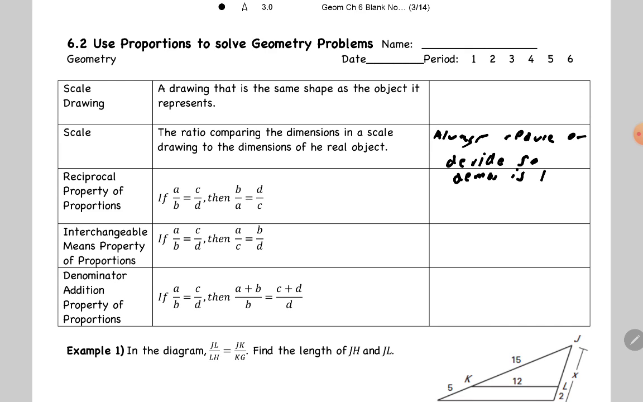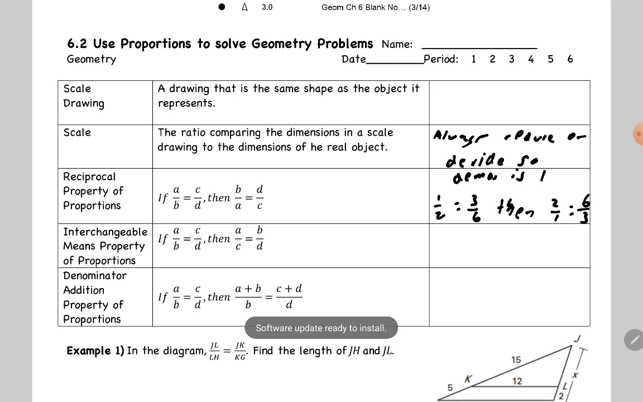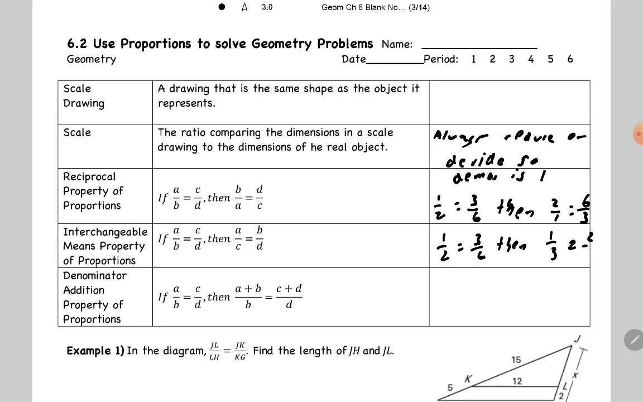Reciprocal property of proportions. Basically, if I have 1/2 equals 3/6, then we can flip it over. 2/1 is equal to the same thing as 6/3. Interchangeable means. If I have 1/2 equals 3/6 again, we can switch the means. Remember the means are the bottom left and the top right. So 1/3 equals 2/6.